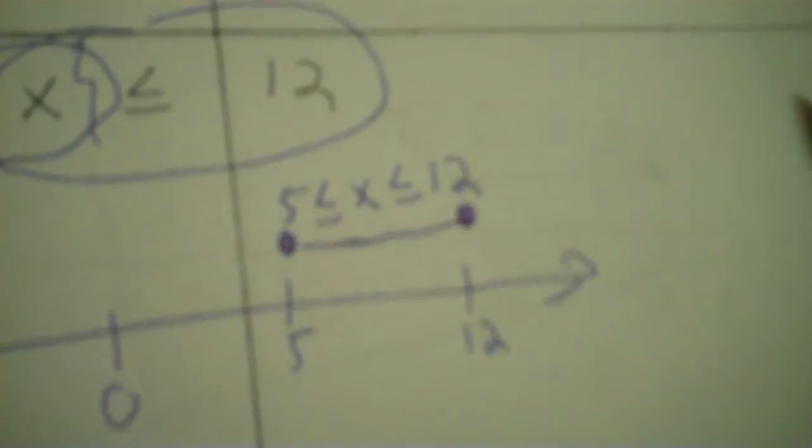That's what that means. Now, here's why this works. You don't need to, you can just watch. Pick a number between 5 and 12. Let's pick 8. So let's have 8 go in for x. So 8's bigger than 5 and it eats 8. 12's bigger than 8 and it eats 12. So that's why that works.